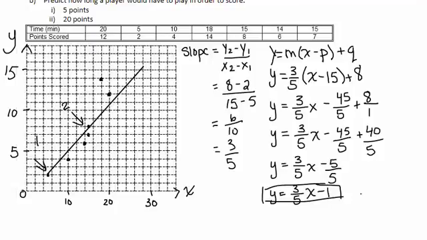So this equation tells us how many points they will score, which is y, for any given amount of time, which is x. Part B, predict how long a player would have to play in order to score 5 points. So we plug in 5 for y, because y represents the amount of points, and we solve for x, which is the time.